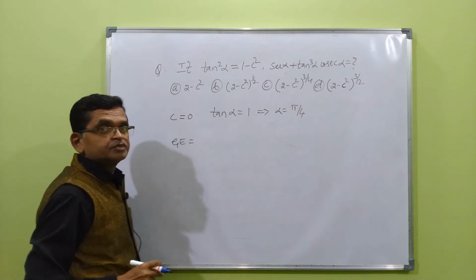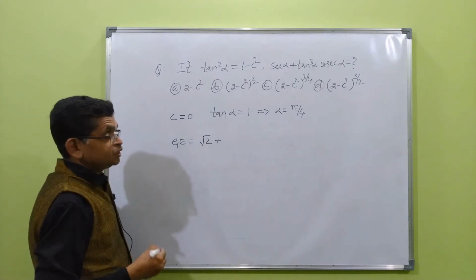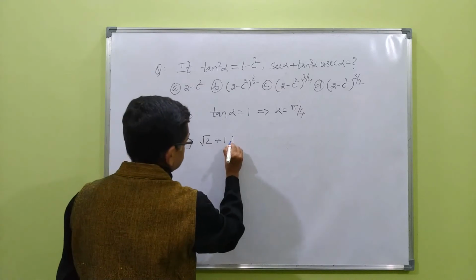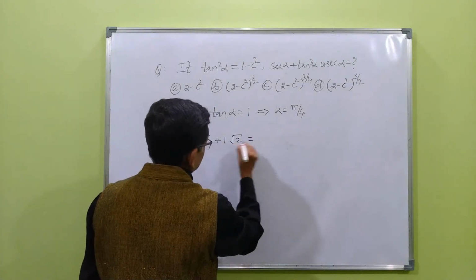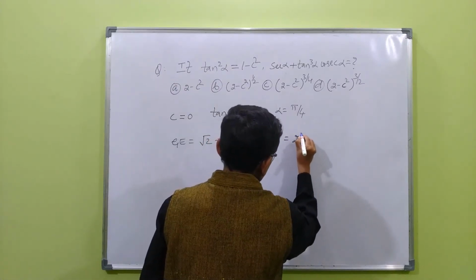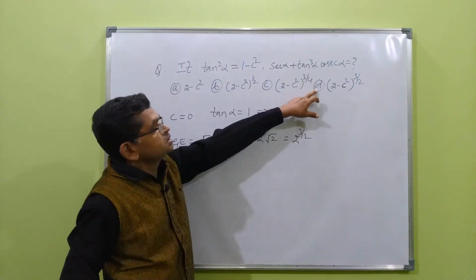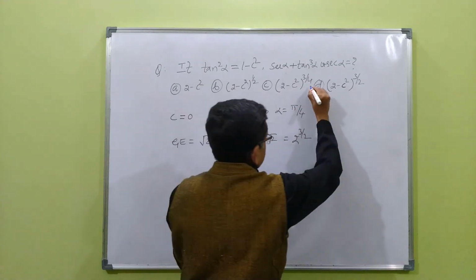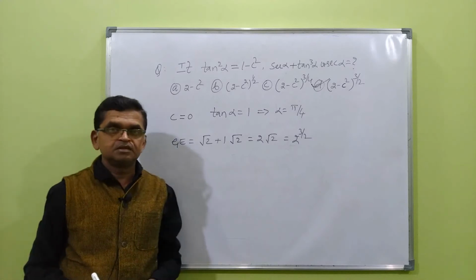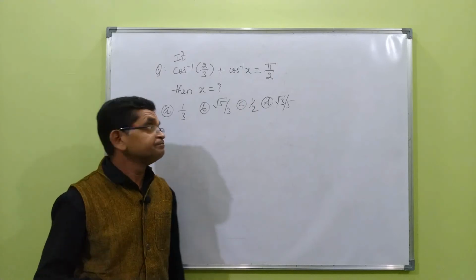Secant π/4 is root 2, plus tan cube alpha, that is 1, cosecant alpha root 2 again, that is 2 times root 2, or 2 to the power 3 by 2. So D is the correct answer, because C is 0, 2 to the power 3 by 2. Answer is D. This question was asked once in CET.